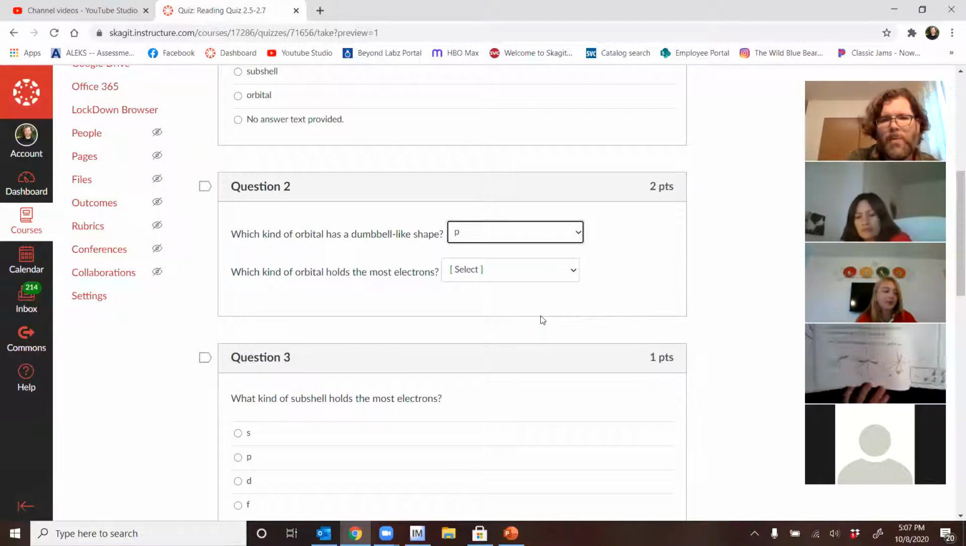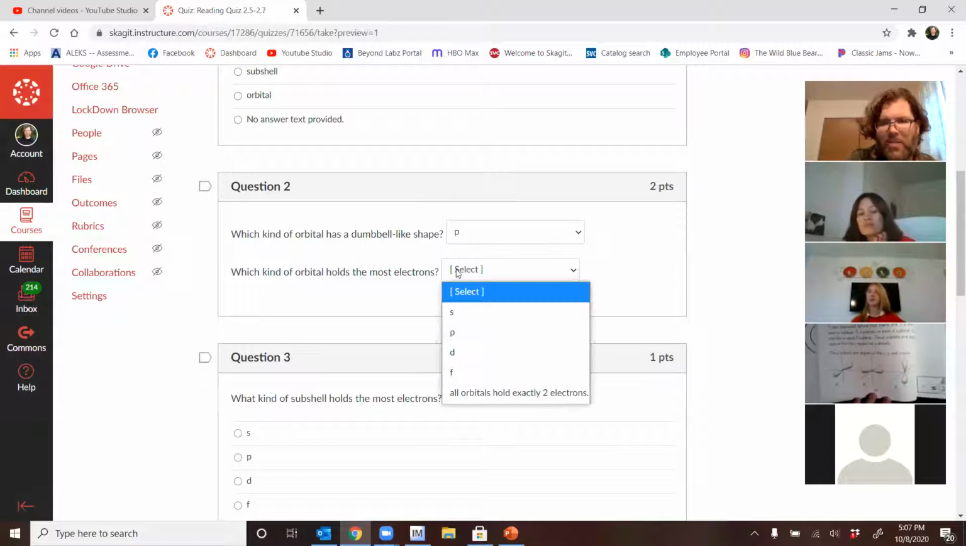Now, this is an important piece of information, all right? Which kind of orbital holds the most electrons? It does not say which kind of subshell holds the most electrons. This is an important question, all right? Remember, a subshell is part of a shell and an orbital is part of a subshell. So we go from all the electrons in the atom, which can be split apart into individual shells. Each of those shells can be split into individual subshells. Each of those subshells can be split into orbitals.